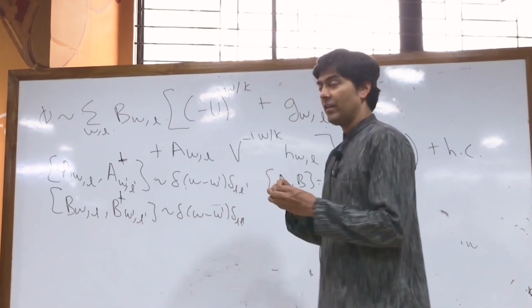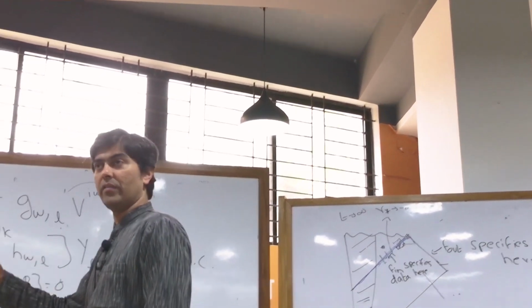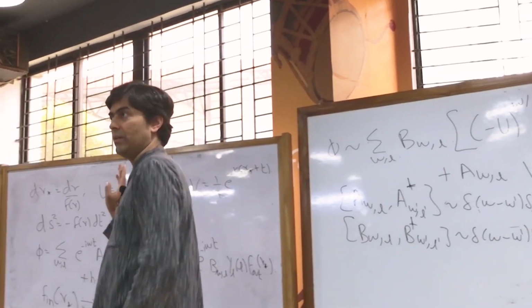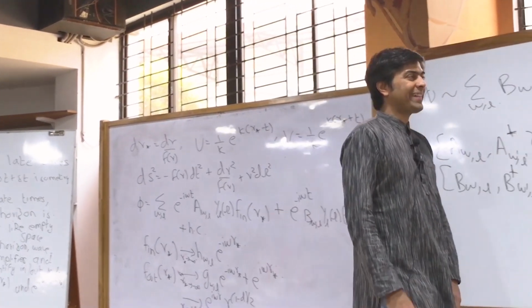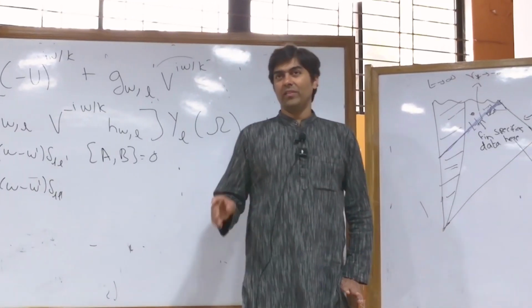This is not a complex scalar field. It's a real scalar field. A complex scalar field has creation operators for one and destruction operators for the other. The way I quantize it, this is just a real scalar. It's not a complex scalar. Okay? The fact that it's a real scalar doesn't tell you that you can't have two different kinds of creation annihilation operators.